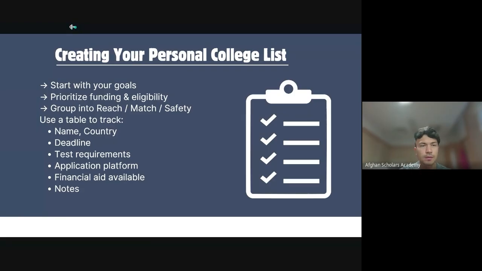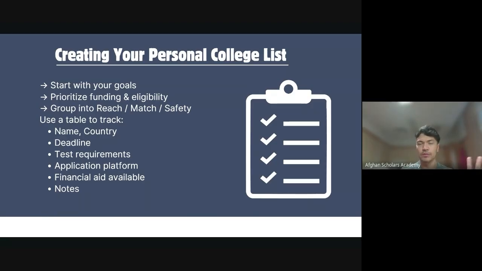So finally, crafting your personal college list. We talked about all the things that you should look for, all the requirements, and the goals that you should set yourself. So start with your goals. Start with what you really need, what you're looking for. The criteria that I told you to look for in those colleges, and then prioritize funding and eligibility. Let's say, whether they are funding you as an international student or not, and whether they have any scholarships that are fully funded or full ride.